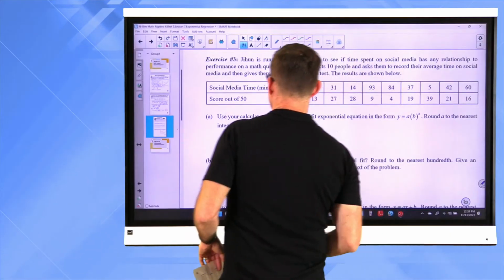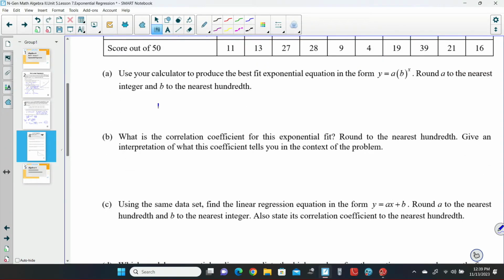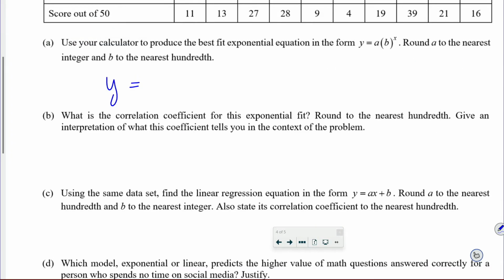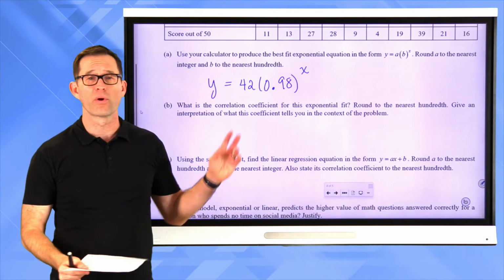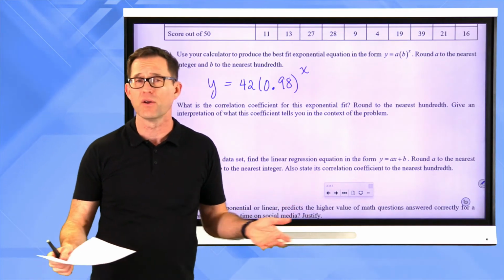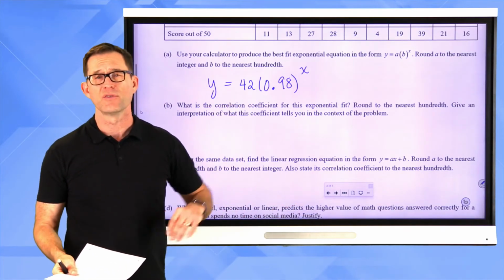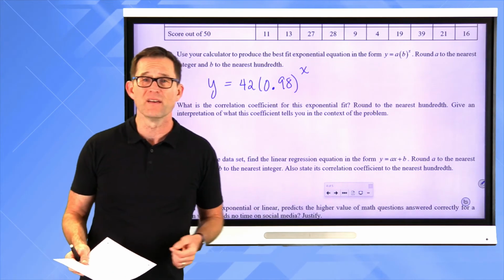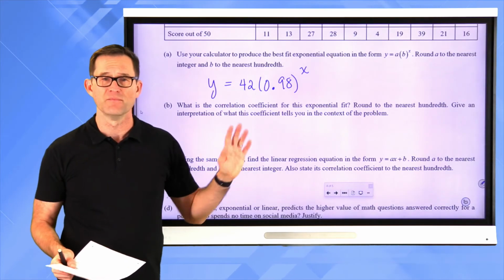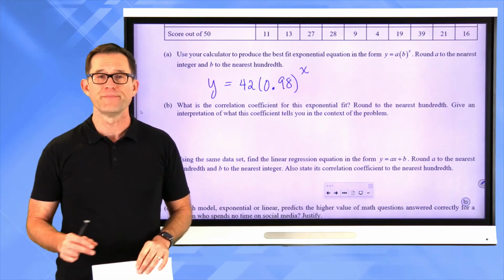So that means now that my regression equation is simply y equals 42 times 0.98 to the x. And we could do all that kind of interpretation business again. 42 is the score you'd expect somebody to get if they spent no time on social media, and you're getting a 2% decrease per minute that you spend on social media in terms of how many questions you got correctly, etc. Now let's take a look at letter B.